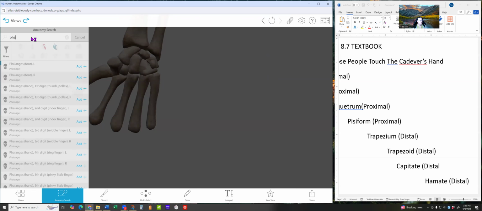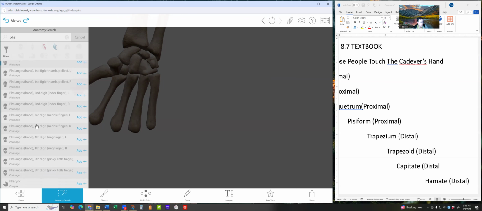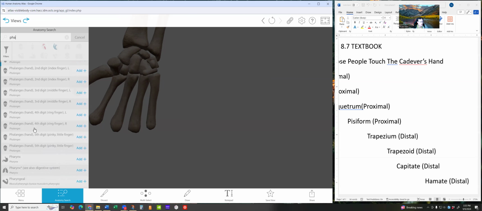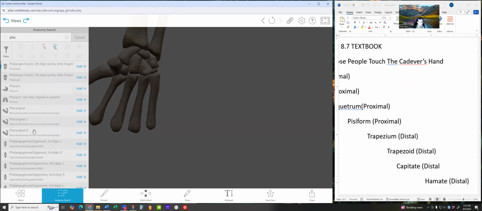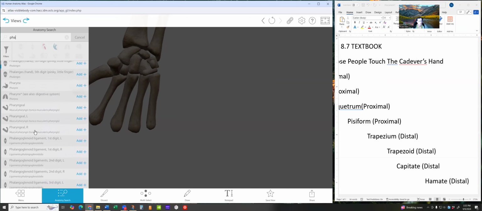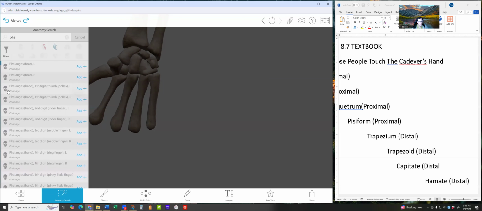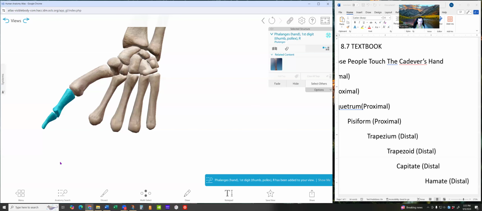phalanges. Yeah, if you just type in PHA, the software is going to bring up options. And unfortunately, I've never found a way for the software to add them all at once. So we'll do it the old-fashioned way. With what's presented, PHA, find the first digit, right side, thumb, add that. There you go. There are two phalanges for the thumb. Two phalanges to the thumb.